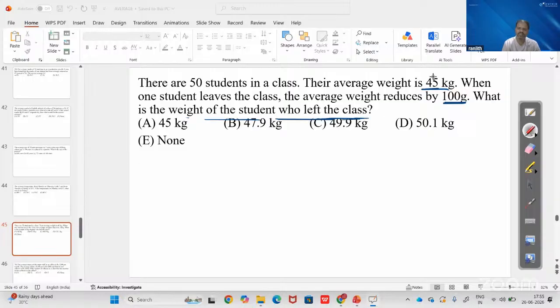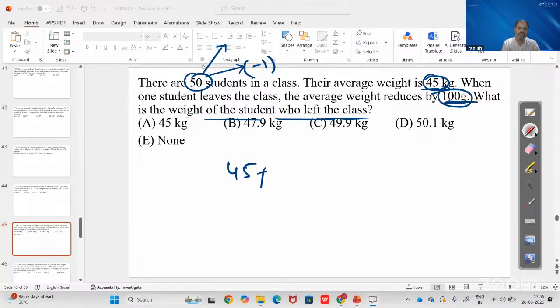సో ఇక్కడ జనరల్ గా యావరేజ్ ఎంత ఉందంటే 45 ఉంది. ఎంతమంది స్టూడెంట్స్ ఉన్నారు? 50. ఈ 50లో ఒక స్టూడెంట్ వెళ్ళిపోతున్నాడు. ఆ వెళ్ళిపోతున్న క్యాండిడేట్ వల్ల అందరి వెయిట్ తక్కువ అవుతుంది. ఎందుకు అంటే సో ఎవరైతే వెళ్ళిపోతున్నారో వాళ్ళ ఆ క్యాండిడేట్ వెయిట్ ఈ యావరేజ్ వెయిట్ కంటే ఎక్కువ ఉండడం వల్ల సో ఎవ్రీ వన్ ఈస్ డిక్రీజెస్ బై హౌ మెనీ కిలోగ్రామ్స్ అంటే 100 grams.